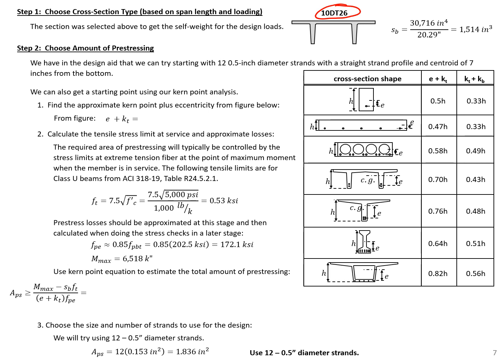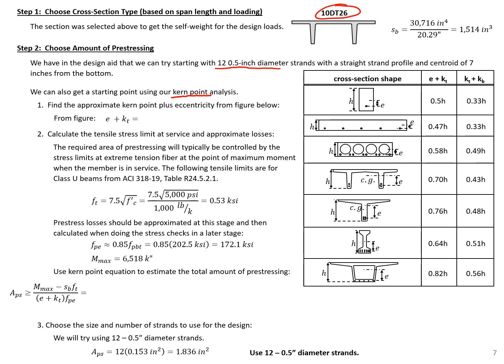From the PCI Design Handbook table, we saw that we could probably start with 12 half-inch diameter strands. I'm going to give us another procedure to calculate how many strands to start with, or approximate how many strands we want to start with. So we'll go through that here. This is a starting point based on a current point analysis.